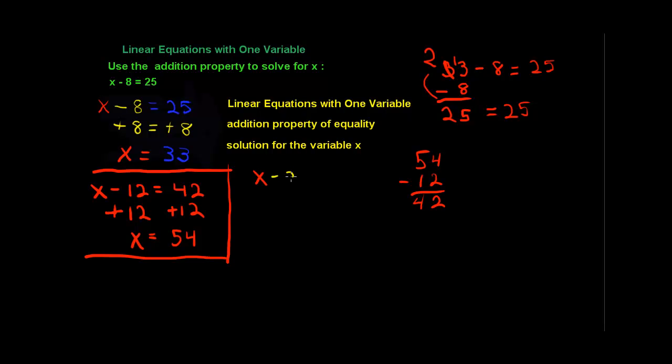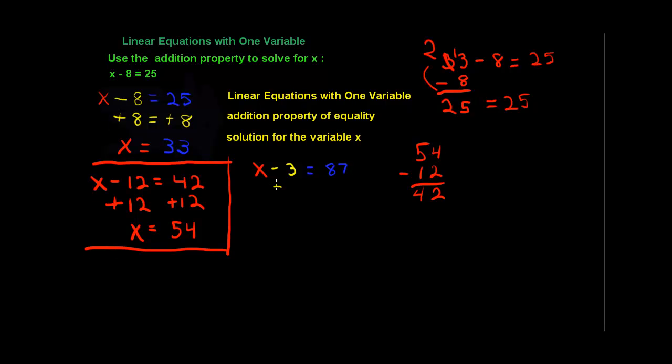And just a few more problems to give ourselves a little practice. Once again, we have x minus 3 is equal to 87. Now we just add 3 to both sides. Once again, that isolates our x, and 87 plus 3 is 90.